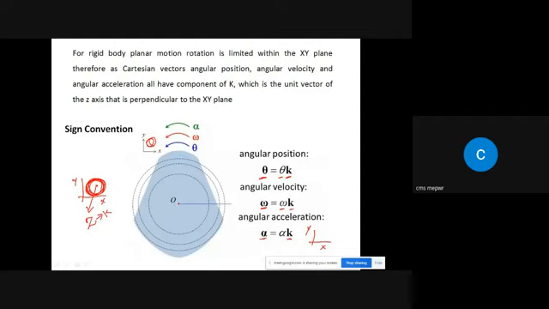Now, sign convention. You can change this sign convention for yourself, but usually for this book and our problems, angular acceleration, angular velocity, as well as angular displacement will be considered positive if it is in the anti-clockwise direction, and negative in the clockwise direction. So these are the directions for positive angular motion.